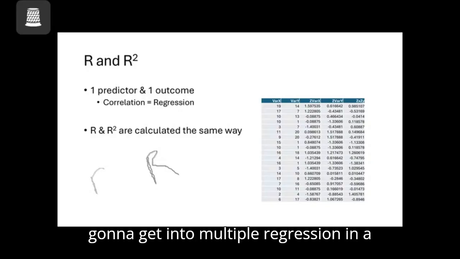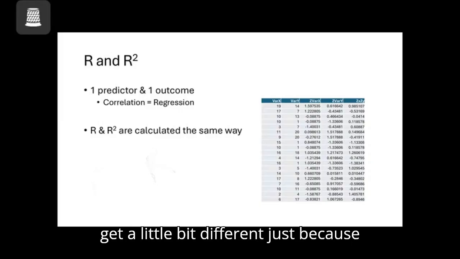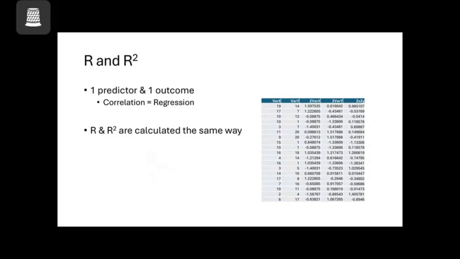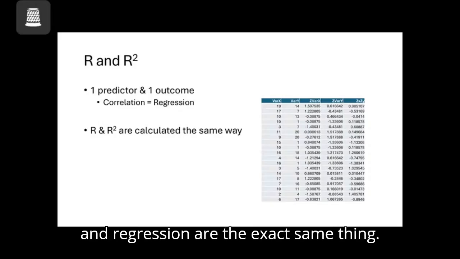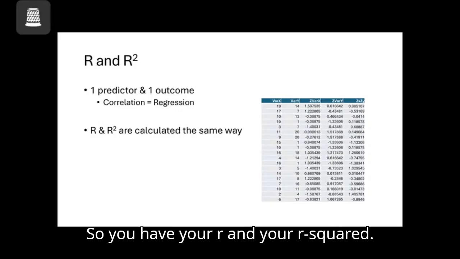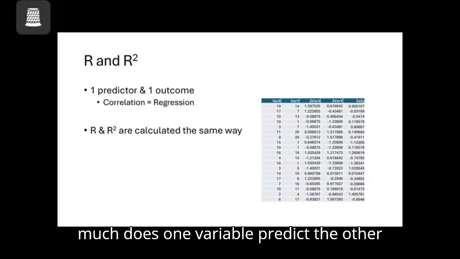We're going to get into multiple regression in a few minutes, and that's when it's going to get a little bit different, just because you have multiple predictors. But when it is one and one, correlation and regression are the exact same thing. So you have your R and your R squared. Remember, your R is telling you how much does one variable predict the other one.